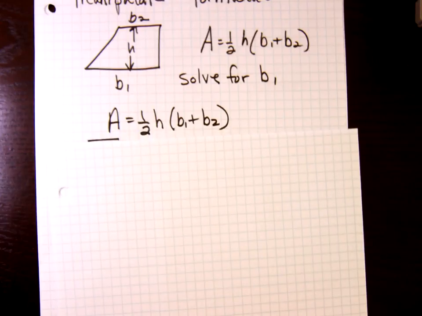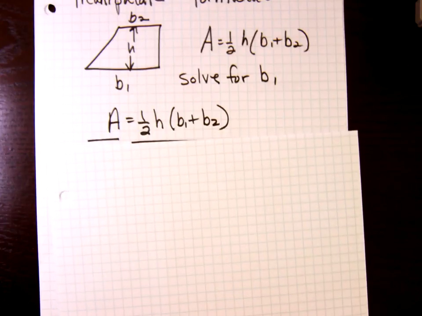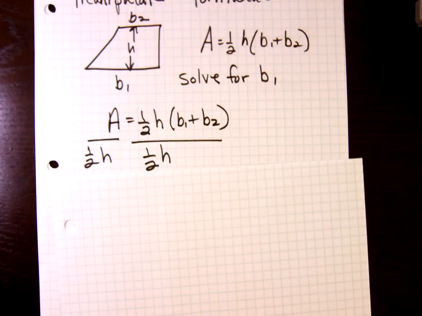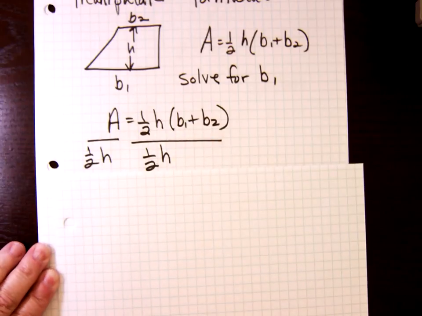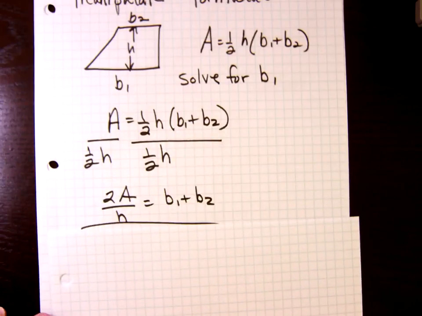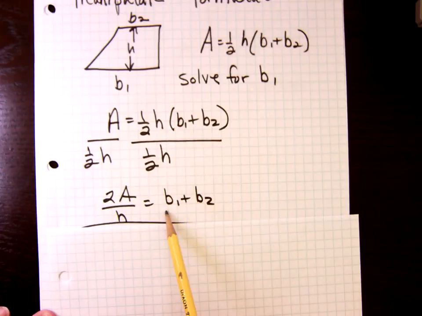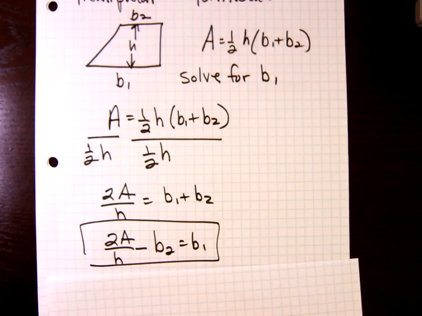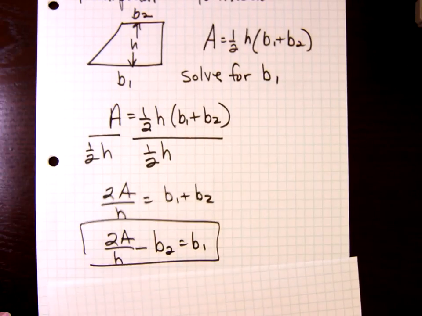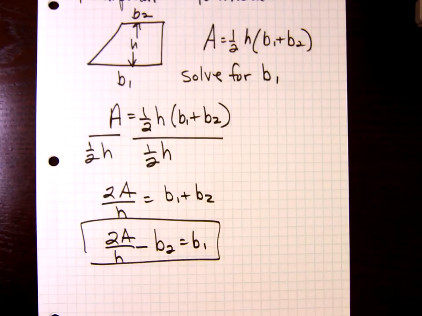Here we start with the original equation, the original formula. I'm going to divide both sides by 1/2 h. That's going to give me B1 plus B2 on one side. Next, excuse me, I'm going to subtract B2, and it leaves me B1 on the right side. You can do this kind of manipulation with any set formula.